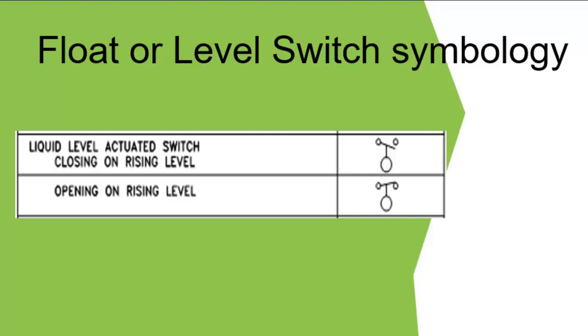So this is the float switch symbology. The first one is for the normally closed, the other for the normally open float switch. You see the float, or the ball, that is attached to a contact. The first one is activated to close, and the second one is activated to open.